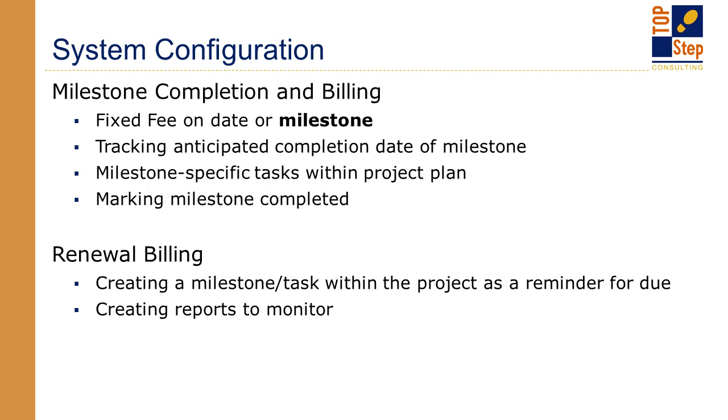And in that case, what you could do is set up a milestone or a task on the particular project and set your start and/or end date, whichever field you want to report on, as the date that they're due. And then if you create a report to monitor, it would tell you that your renewal billing is anticipated to come up on, for example, January 15th of 2019.